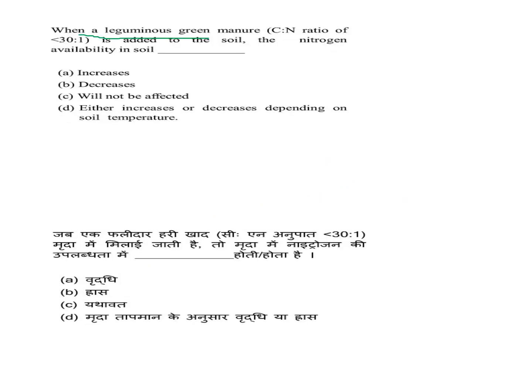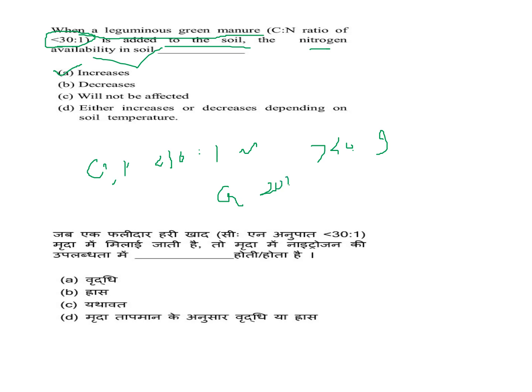When a leguminous green manure with a C/N ratio less than 30:1 is added to the soil, the nitrogen availability in the soil will be increasing. Remember, it is given as less than 30 to 1. If the C:N ratio is less than 30:1, it undergoes mineralization. If it is greater than 30:1, it undergoes immobilization. So the critical point lies between 20:1 and 30:1.